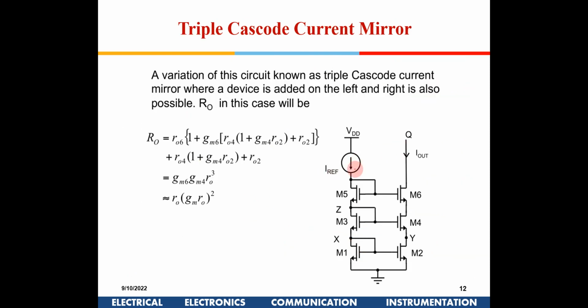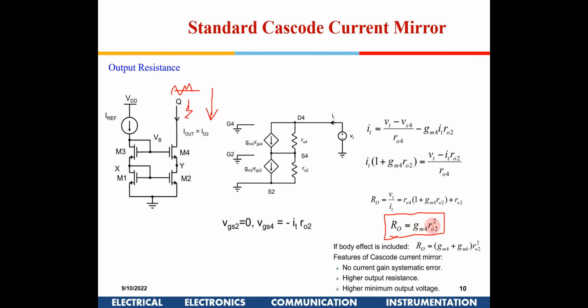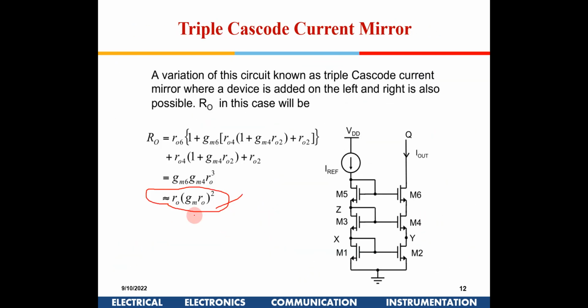Now we saw one more. Instead of one, you can have a triple cascode like this. If you have a triple like this, then the output resistance will go even higher. It is R0 cube. Here it was R0 square, now it will go up to R0 cube.